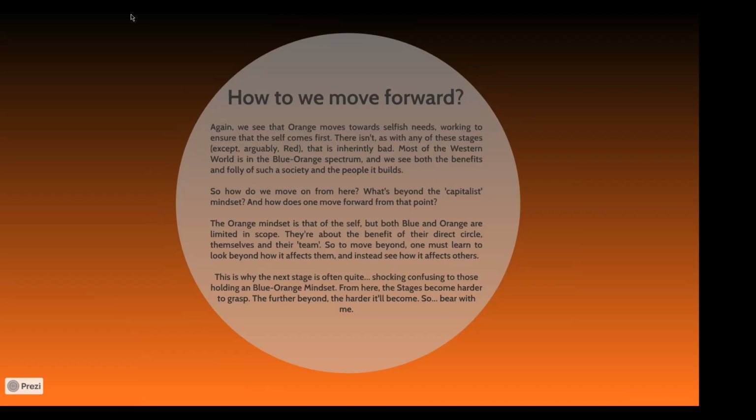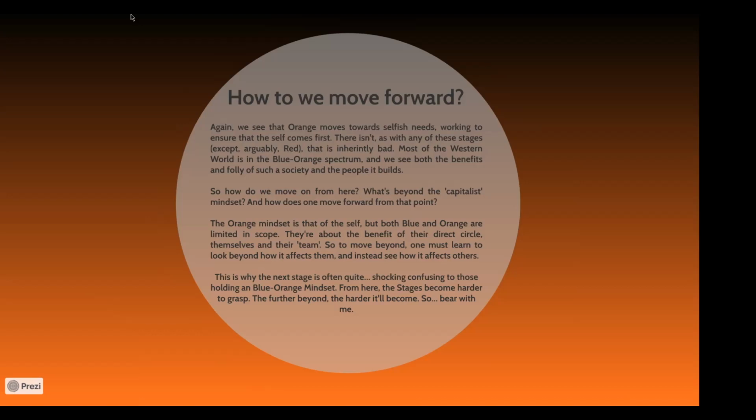So how do we move on from here? What's beyond the capitalist mindset? You would think that the capitalist, being the primary power in the world, would be the mindset that most people should aspire to, but it's arguable. The orange mindset is out of the self, but both blue and orange are limited in scope. They're all about benefiting their direct circle, their church family, their direct family, their close circle of friends, and it benefits them and their team.